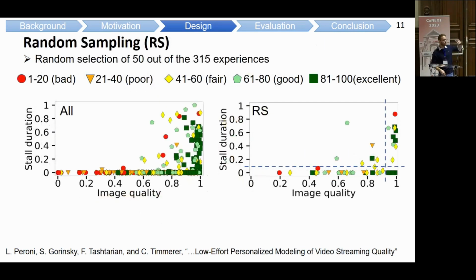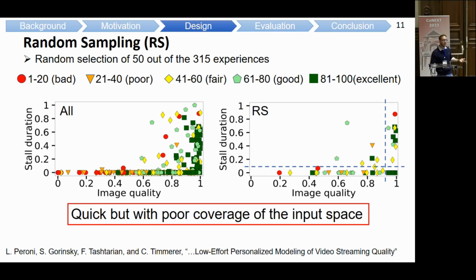So, on the left side, we have the same graph that you saw before. Here is the case of the animation that is not working. One very easy possibility for selecting these 50 experiences is by taking them randomly. But unfortunately, as you can see, the experiences tend to be clustered along the axis, while in the middle, the space is quite empty. So random sampling is quick, but gives a very poor coverage of the influence factor space.